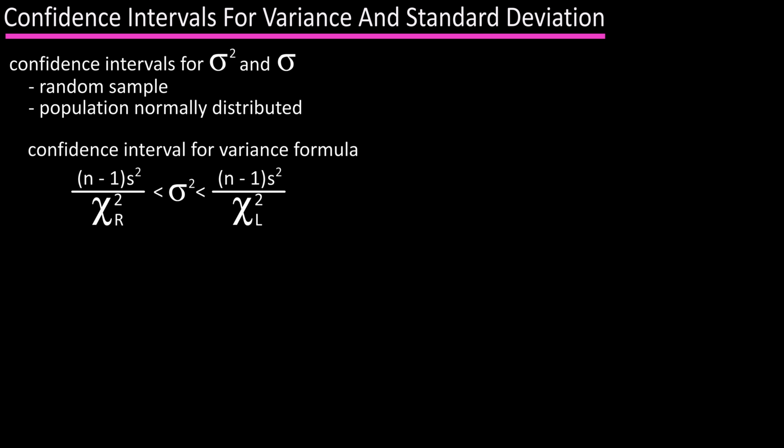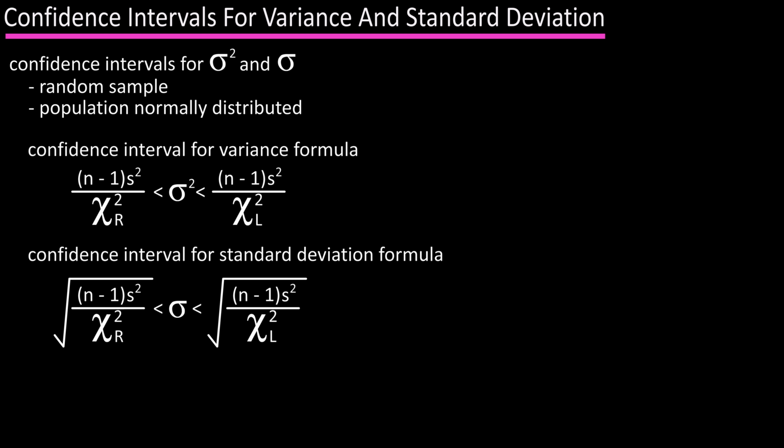And the formula for the confidence interval for a standard deviation is the square root of the quantity n-1 times s squared divided by chi-square right, less than sigma, less than the square root of the quantity n-1 times s squared divided by chi-square left. And the degrees of freedom is equal to n-1 for both of these.